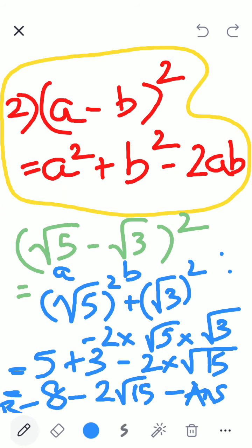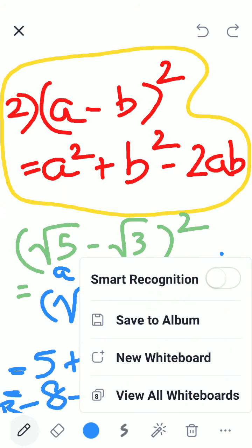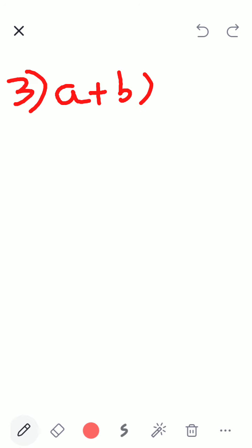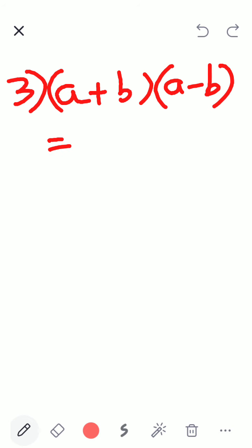Finished, Shweta? Okay. Now comes our last identity. A plus B into A minus B equal to what? Anybody knows?